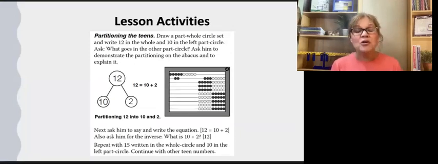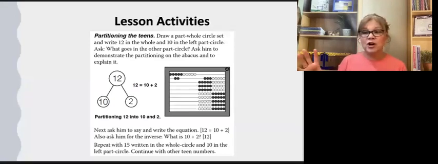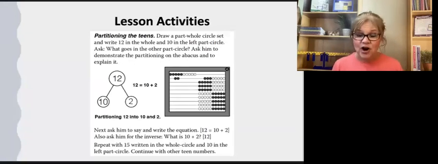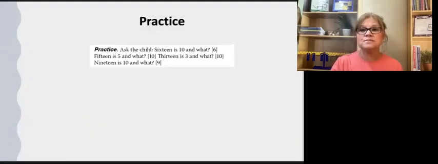Now, part-whole circles do require writing. So if your child struggles with writing, you could put it on a whiteboard. It's a little easier for them, or you can use place value cards to fill in the part-whole circles. Now, if you use place value cards, you're going to need at least 2 sets of place value cards. If you do not have more than 1 set, you can always order more through RightStart Math's online store, or there's a free downloadable file you can look up to print out some extra sets of place value cards.